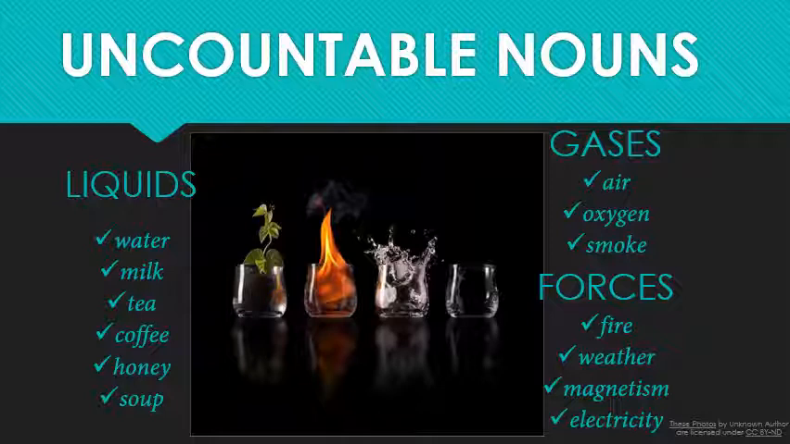Weather, okay, and the different types of weather, snow and hail and again rain. Okay, these are uncountable. Magnetism, electricity, okay? We don't think about the individual electrons, we think about the force, and it's uncountable.